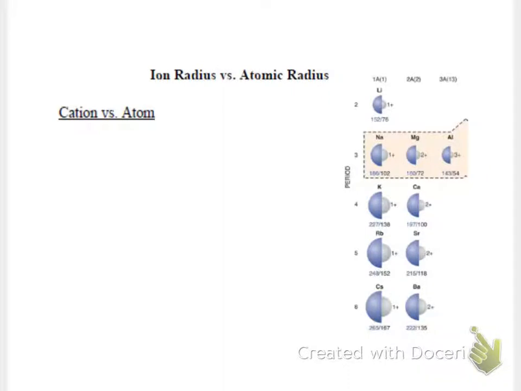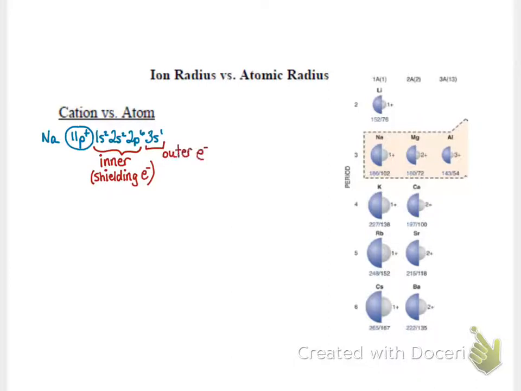Okay, cations versus neutral atoms. So it's useful here to talk about electron configuration. If we look at sodium, it has 11 protons and it has this electron configuration. The 3s1 is the valence, or the outer electrons. The ones on the inside in energy levels 1 and 2 are inner electrons, which are shielding. So that's plain old neutral sodium.